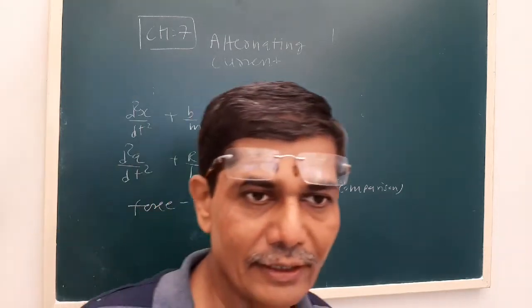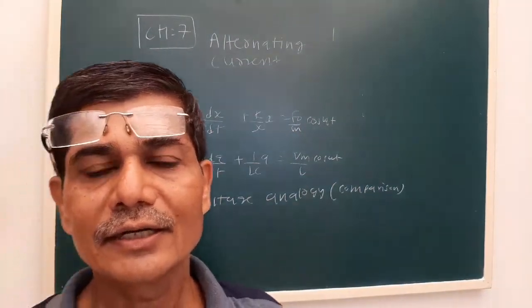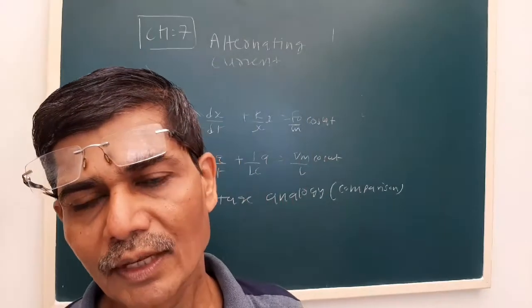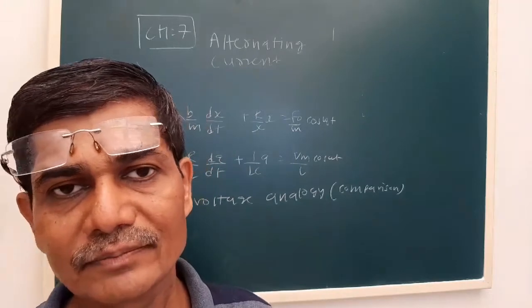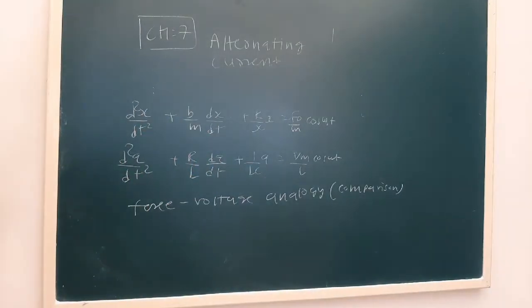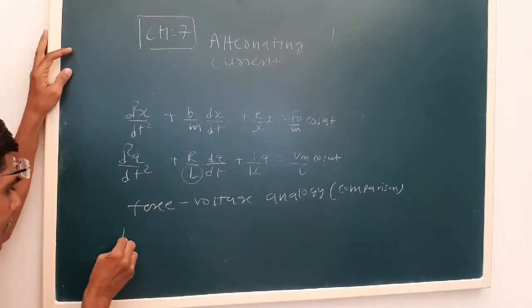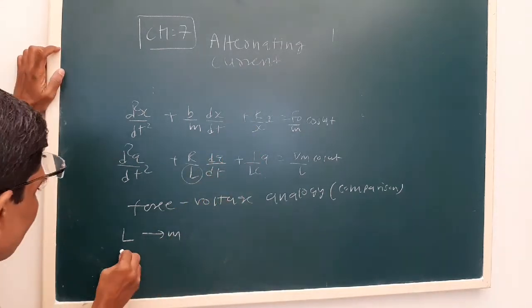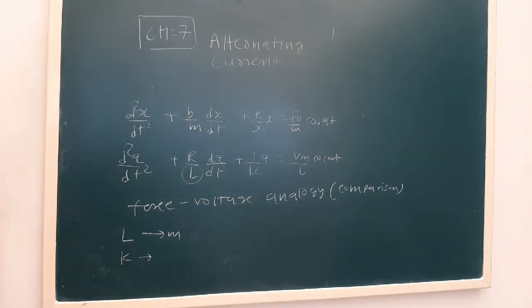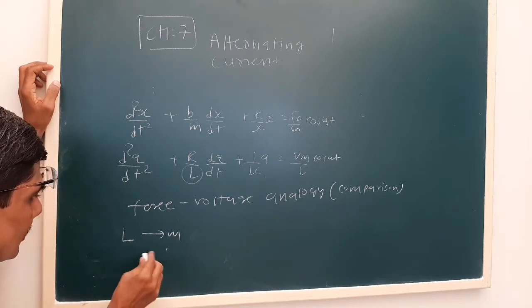Now, initially we saw in lesson number 6 that an inductor is an electrical inertia. In our mechanics, mass is inertia. Mass is a measure of the inertia. In the electrical circuit, inductor is an electrical inertia. So L corresponds to mass. Then the constant K is equal to 1 upon LC, so K corresponds to 1 upon C.